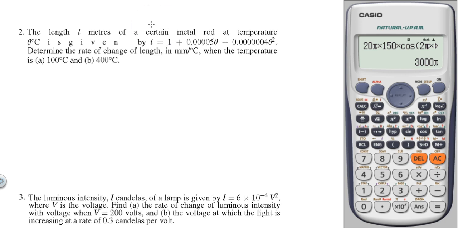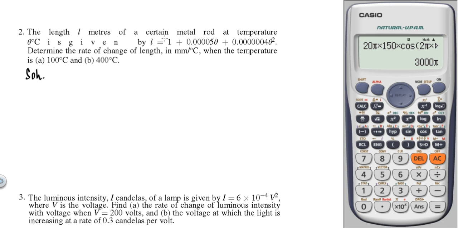Okay, number 2. The length L meters of a certain metal rod at temperature theta degree C is given by the equation L is equal to 1 plus 0.00005 theta plus 0.0000006 theta square. Determine the rate of change of length in millimeter per degree C when the temperature is A 100 degree C and B 400 degree C.